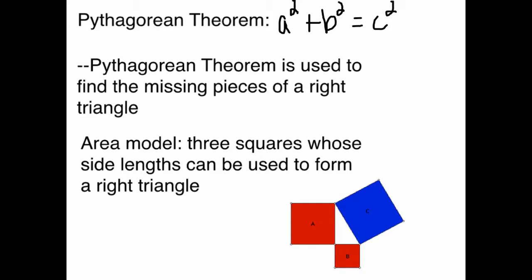Just a reminder, Pythagorean theorem: a squared plus b squared equals c squared, where a and b are your legs and c represents your hypotenuse. The Pythagorean theorem is used to find the missing pieces of a right triangle. This will only work for a right triangle.